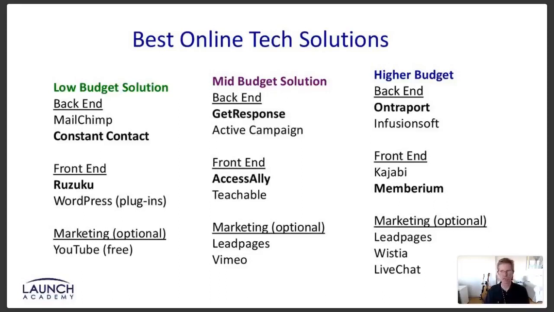So in the mid-budget solution, we have GetResponse or ActiveCampaign for the back end. Those are names you can write down and check out. The front end could be like Access Ally and Teachable. What I've bolded here is that for your tech solution that's off the shelf, where there's a lot of customer support for these programs, you could use GetResponse with Access Ally, and you're done. Optionally, you could use Lead Pages, or you might put your videos on Vimeo. You don't need to do that. You could just stay with YouTube if you've got videos, or even with some of these sites like Teachable, you can just load your teaching videos up into their platform.